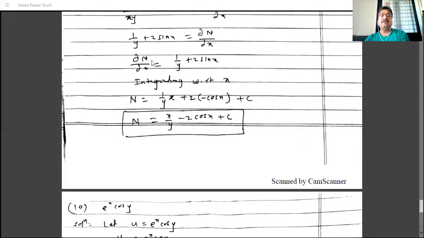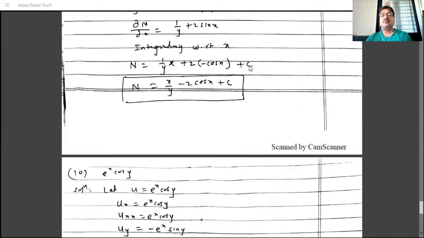In order to find n, we have to integrate both sides with respect to x, because ∂N/∂x is the derivative of N with respect to x. Integration and derivative with respect to x get cancelled. So n is equal to 1/y, which is constant with respect to x, so its integration is constant times variable, that is (1/y)x, plus 2 sin x, whose integration is −cos x, plus a constant of integration c. So n is x/y − 2 cos x + c.